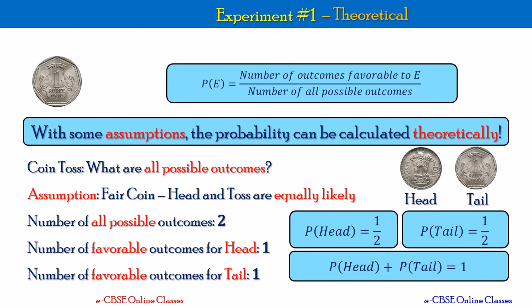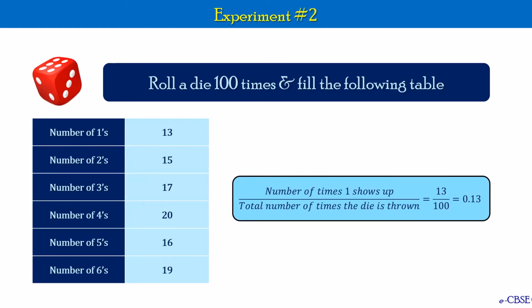And now let's look at experiment number 2 that we have looked at in the previous video. What we did is we took a die and rolled it 100 times and filled the following table. We have noticed how many number of times the outcome is 1, how many number of times the outcome is 2, and so on up to the outcome of 6. Okay, the total number of outcomes is 100, and we have calculated the probability of the outcome being 1 as 0.13, right? Because we got 13 times 1 in the previous experiment.